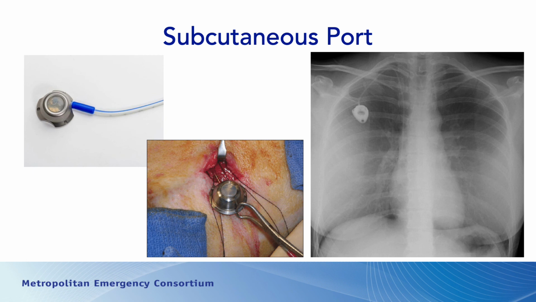SubQ ports, just to mention, they are out there. On the left is the device before it's placed. In the middle picture, it's how they place the device. Typically, it's in the upper chest. And if you look at the x-ray on the right, that big white thing at the top, that's the subcutaneous port, and you can see the catheter going up into the chest cavity.